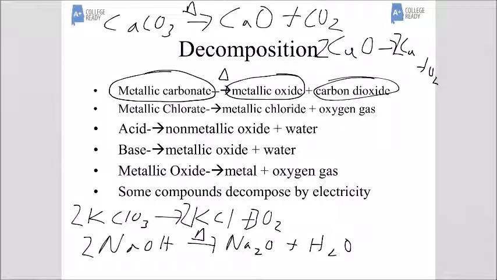And then there are cases when you can break down some compounds using electricity. For example, maybe you take sodium chloride, molten liquid sodium chloride, and you run electricity through it. You might be able to break it up into sodium and chlorine gas, and you need to balance with a 2 and a 2. So decomposition reactions, you're breaking apart compounds.